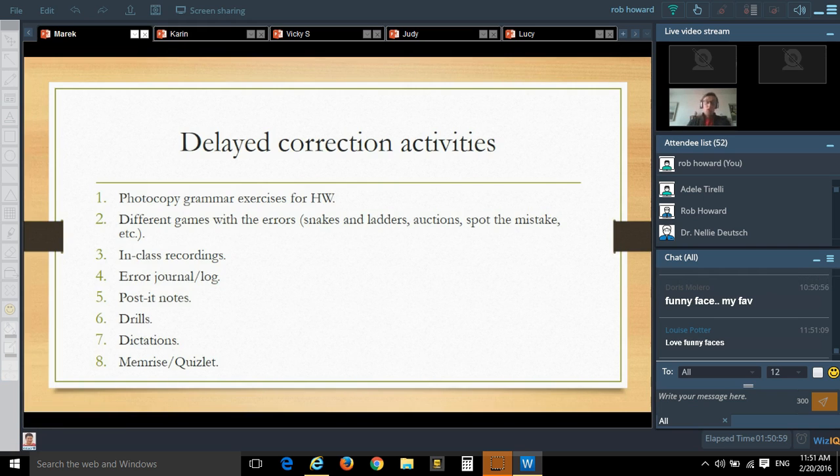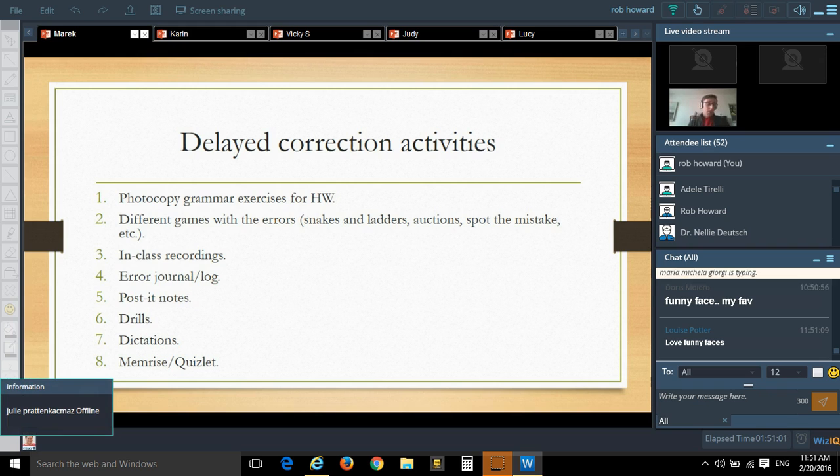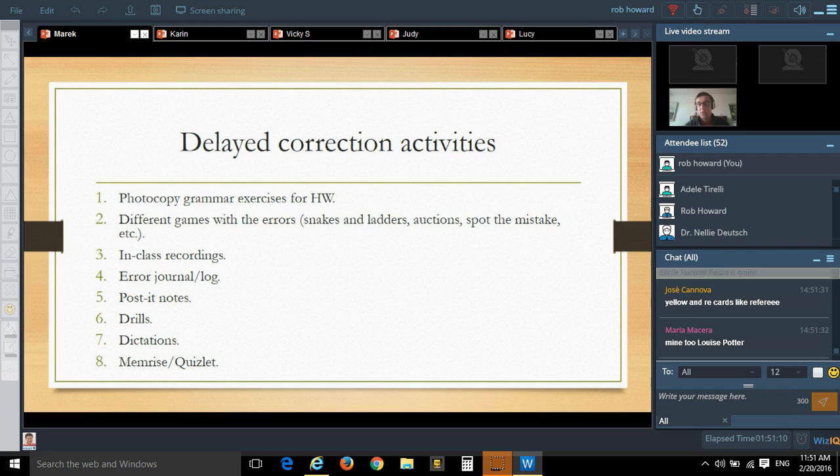Okay, and there are also delayed correction activities, of course, that you can do with the students. Some of them are very obvious. You can, for example, photocopy a few pages from a grammar book and give it to them for homework. Perhaps not very imaginative, but again, with fossilized errors, you've got to just repeat things and repeat and repeat to form new habits. But I think perhaps more imaginative and less common, number 4, for example, are error journals and logs.